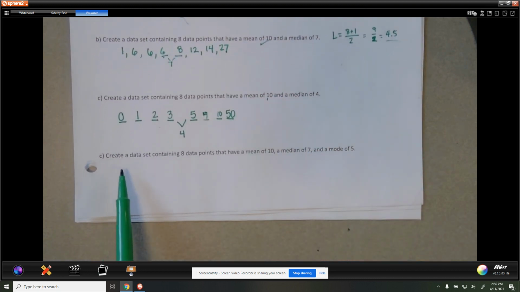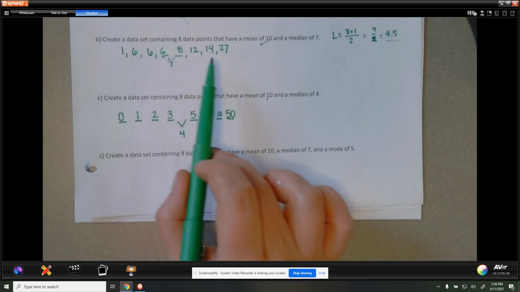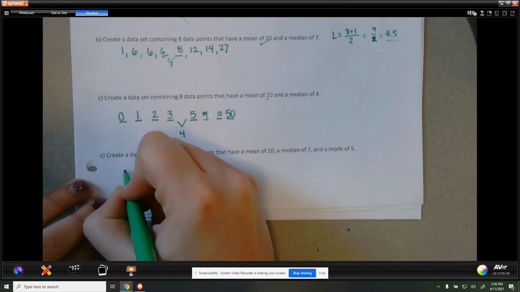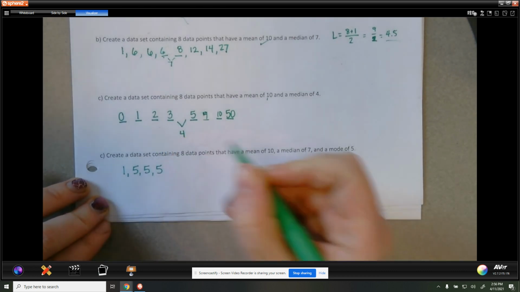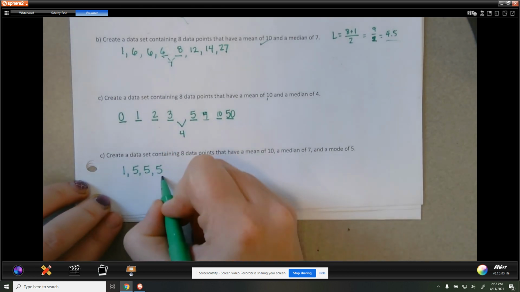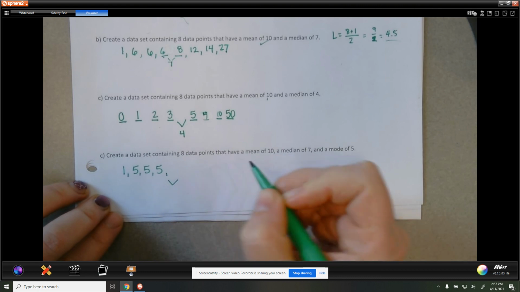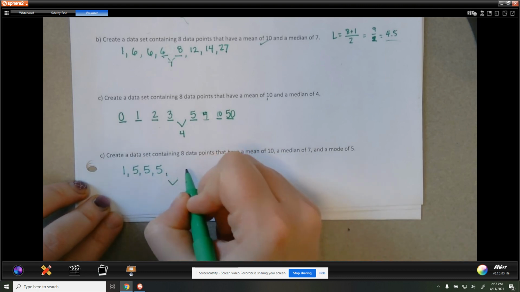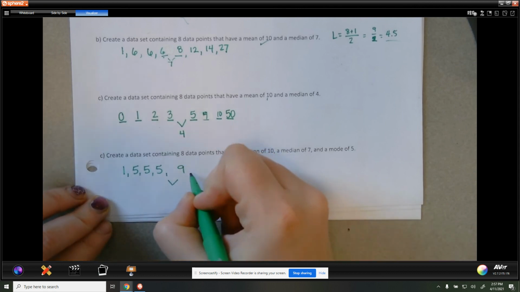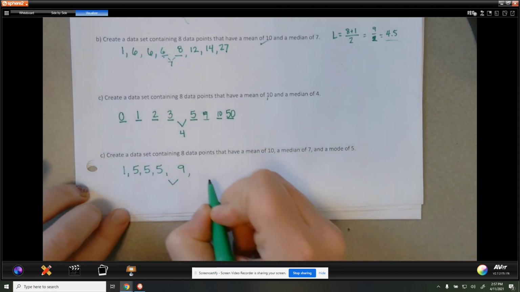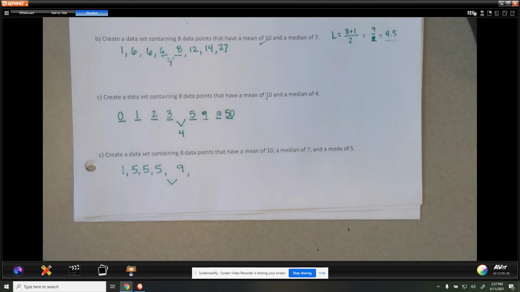Last one. Create a data set containing 8 data points that have a mean of 10, a median of 7, and a mode of 5. So I'm going to kind of do the same thing that I did up here. So I've got 1, and then I'm going to do a whole bunch of 5s because I need a mode of 5. All right, so 1 plus 5 plus 5. So if this is a 5, then my median's got to be 7. So I've got to go 2 more up here, so I got to do a 9. Then the median would be 7 here. And then we can fill out these next 3 so that we add to 80.